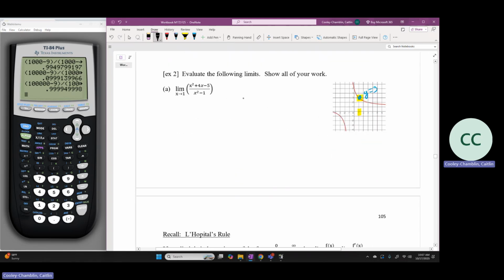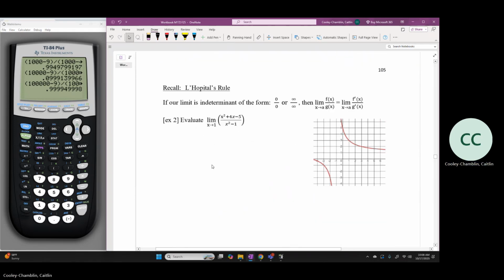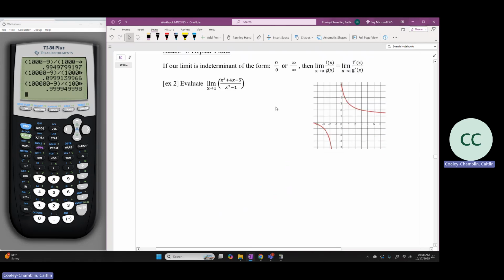Okay, so if I was to plug 1 in, we would get 1 squared plus 4 times 1 minus 5 over 1 squared minus 1. And this gives us 0 divided by 0. This is not really an answer. So going to our next page, so we have more room. It says evaluate the limit. So it's the same thing. We're talking about something called L'Hopital's rule, and I'll come back up to that in just a second.